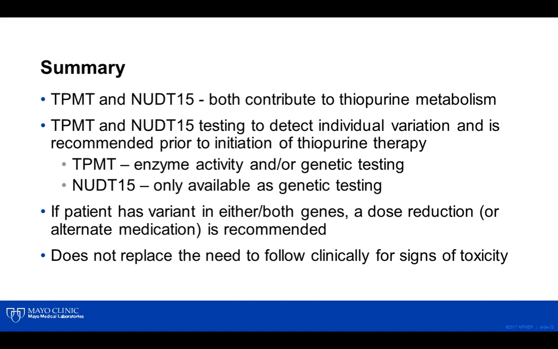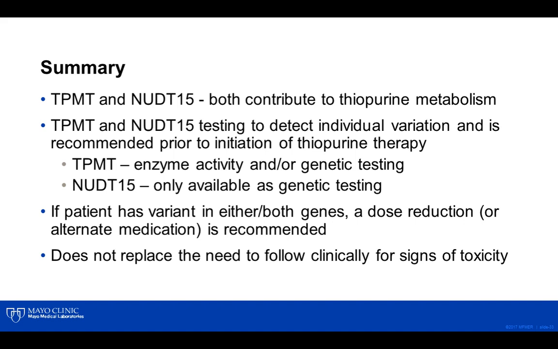So in summary, TPMT and NUDT15 both contribute to thiopurine metabolism, and individual variation in either gene can contribute to increased risk of toxicity when patients are treated with thiopurines. TPMT and NUDT15 testing is available to detect individual variation and is recommended prior to the initiation of thiopurine therapy. TPMT is available as either an enzyme activity assay or as a genetic test. NUDT15, on the other hand, is currently only available as a genetic test. At Mayo Clinic, the genetic test includes both TPMT and NUDT15 together in one test.